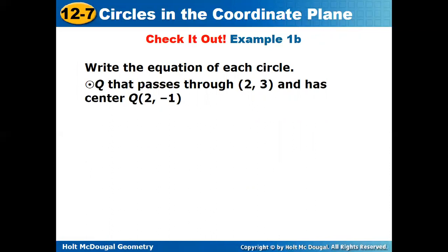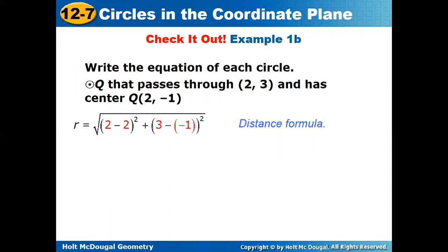Okay, let's check the answer. The first step is to find the radius length, which is the distance between the 2 points given in the question: (2, 3) as a point on the circle, and the center Q, which is (2, -1). The distance between them, calculated, is root 16, which is 4.